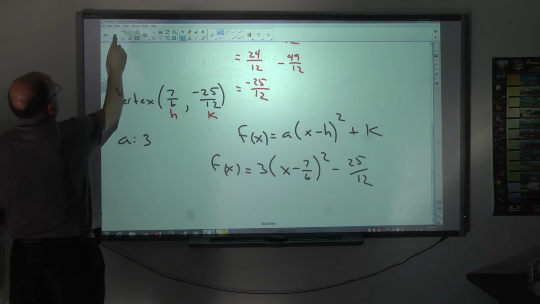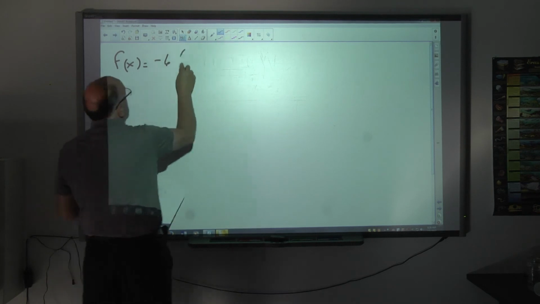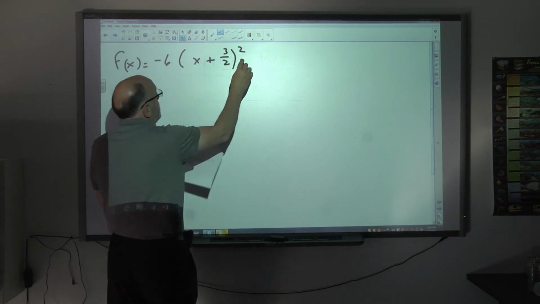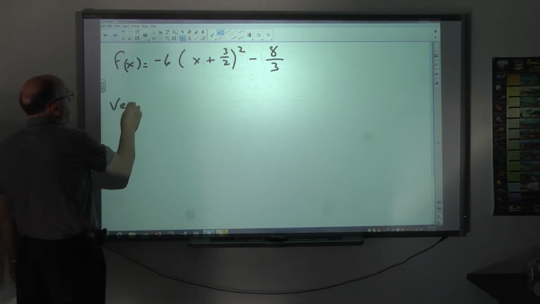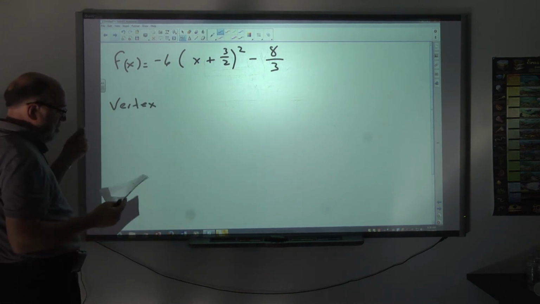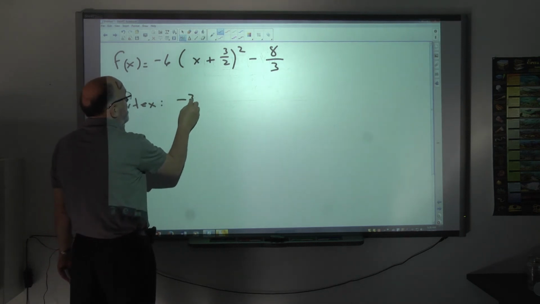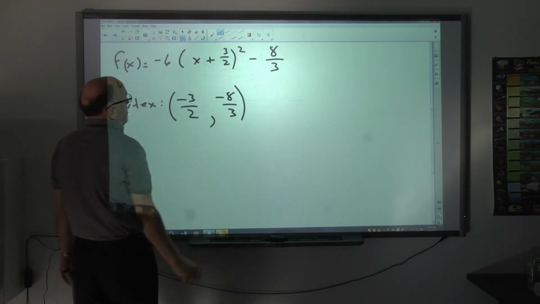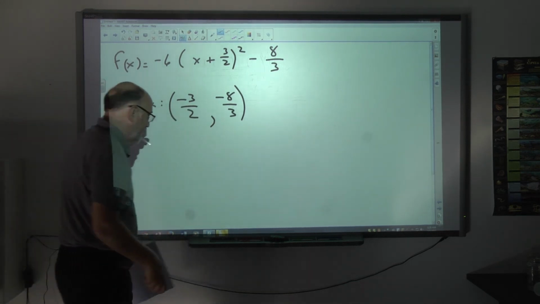So given this one, if I want to know what is the vertex point, well, the vertex point is going to be minus 3/2, minus 8/3. Okay? And again, it's going to be a minus 3/2 because of the way my equation was defined.